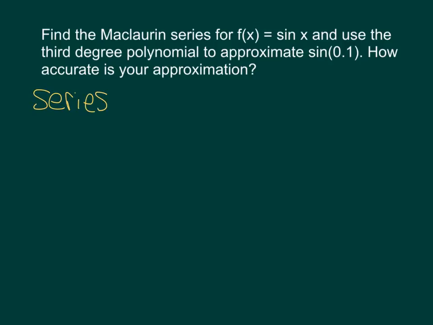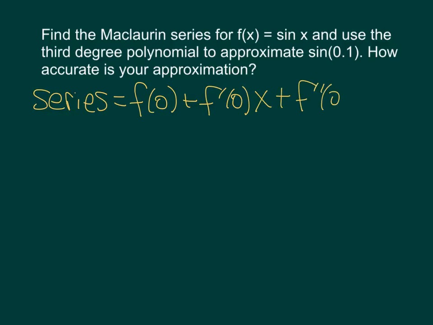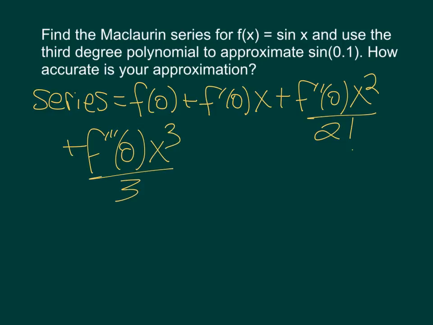In order to find a Maclaurin series, you need to evaluate your function and all its derivatives at the value 0. We need f of 0 plus f prime of 0 times x plus f double prime of 0 times x squared over 2 factorial plus the third derivative at 0, x cubed over 3 factorial. And we keep going. We need every derivative evaluated at 0 times x to the n over n factorial.